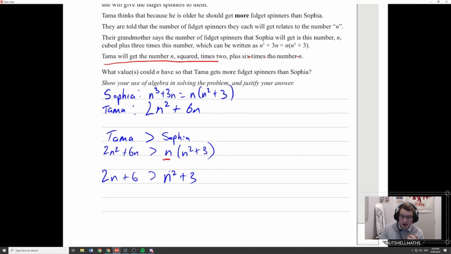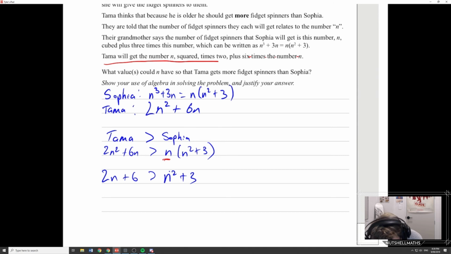How do you get n squared? It's from here. I stole this whole thing. And I divided by this n, so I got rid of it. And I divided everything by n. So I cancelled a little bit out of everything.